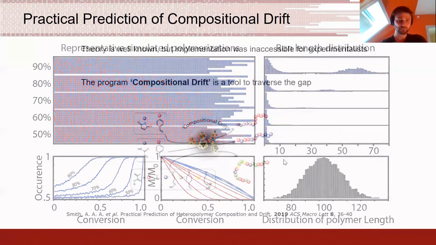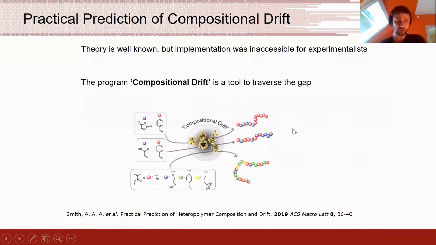And yeah, I'll just browse through a few of them. So to wrap up the program, the theory is well known. Implementation has been very inaccessible for experimentalists. And the program Compositional Drift is a tool to traverse this gap, and the publication is out, and so is the tool itself. It's written in Python, but we also do an executable, so it's fairly easy for anyone to use.